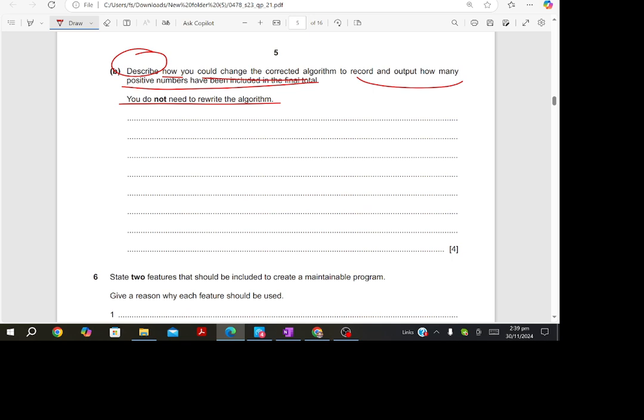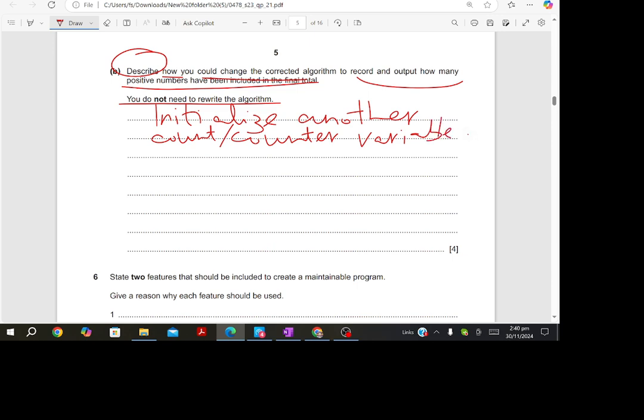Since you have to count how many positive numbers there are, you can initialize another counter variable, initialize another count or counter variable. Count should be set to 0. Initially we can set it to 0.